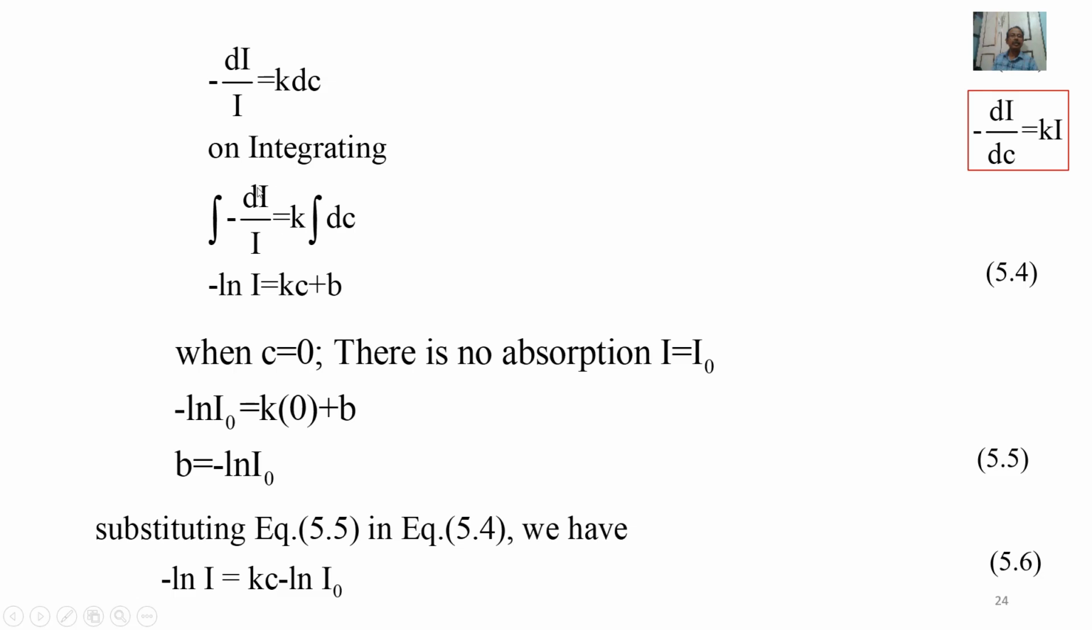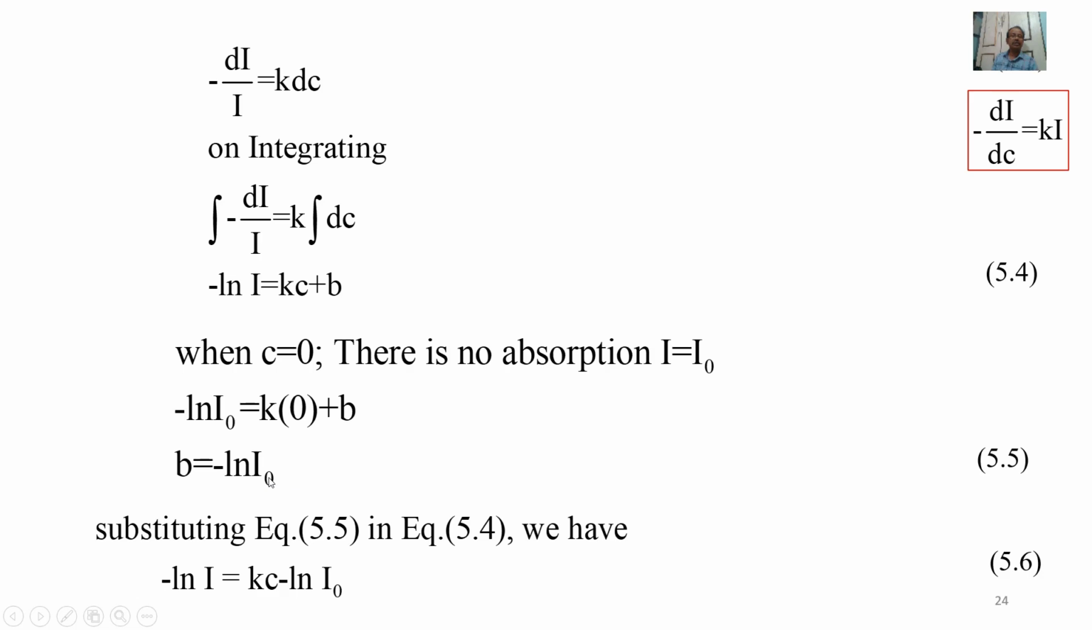The integration of minus dI by I will give us minus ln I, which is equal to kc plus b, where b is the integration constant. When c equals 0, there is no absorption, so I becomes I naught. Substituting in this expression, we have minus ln I naught equal to k times 0 plus b. So b is nothing but minus ln I naught.